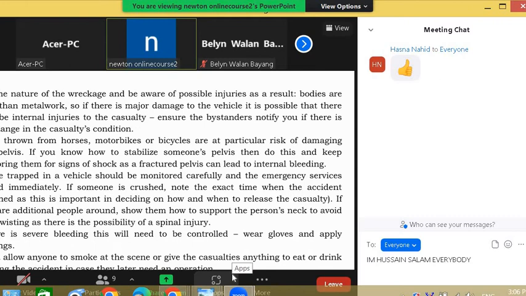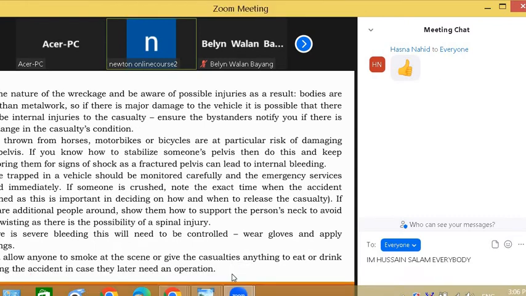So first you have to go to the patient's body and save the patient's life. Next one, not only can we tell the car accident. Sometimes the patient will be prone.